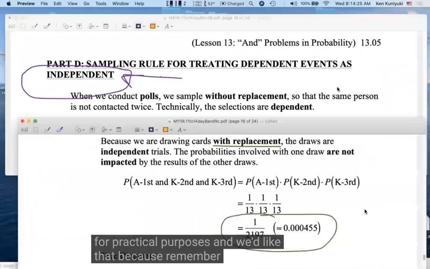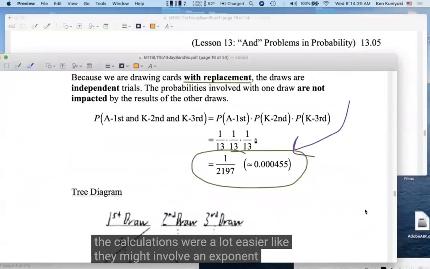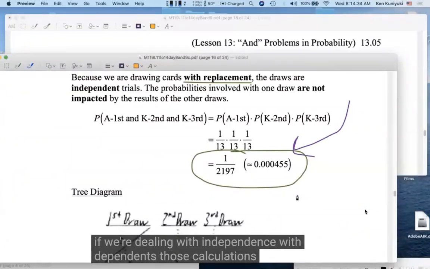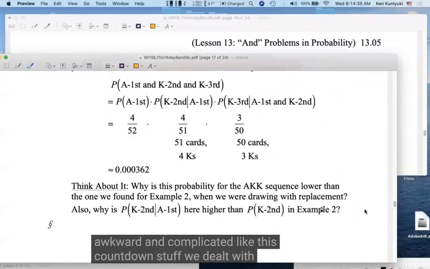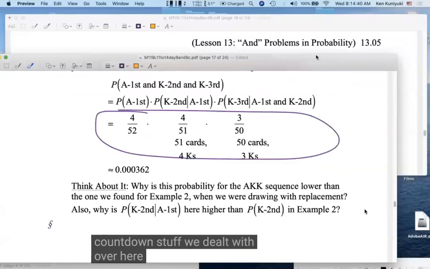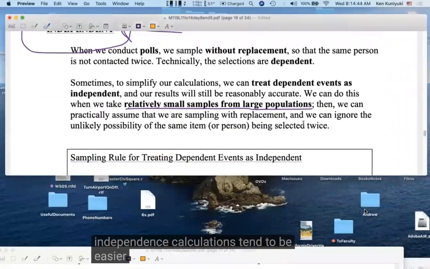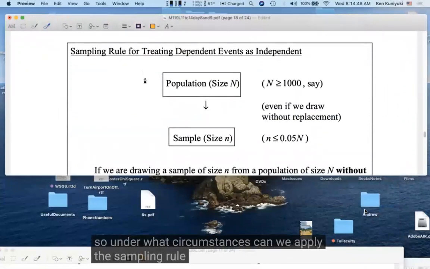And we'd like that because, remember, the calculations are a lot easier, like they might involve an exponent, for example, if we're dealing with independence. With dependence, those calculations tend to be more awkward and complicated, like this countdown stuff we dealt with over here. Independence calculations tend to be easier. So under what circumstances can we apply the sampling rule?